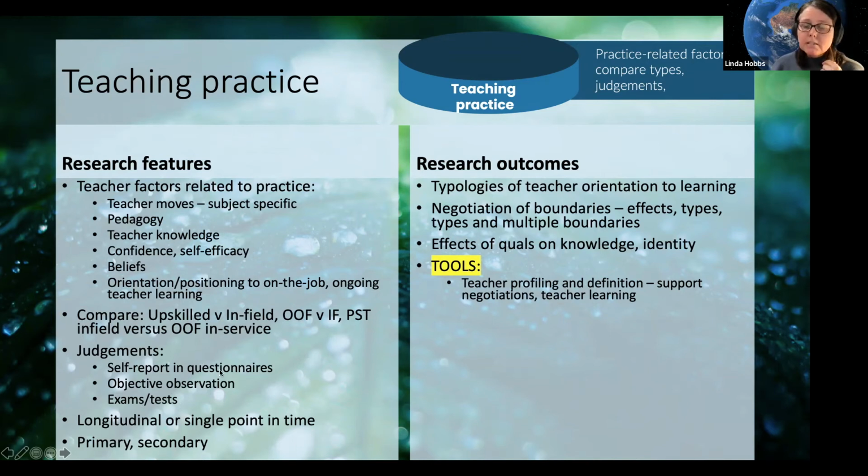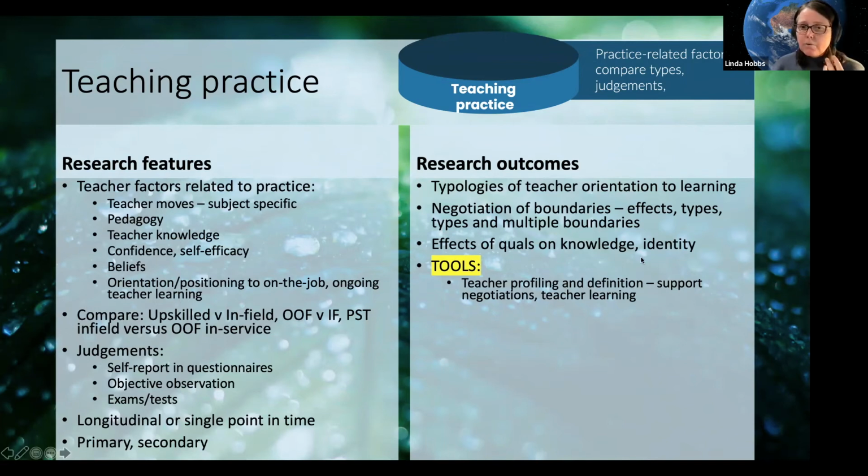So these are different ways that judgments are being made. Longitudinal to single point in time data collection. Good to have that variety, and also the different contexts of primary and secondary. Different research outcomes, typologies are a big one. What it means to negotiate the boundaries within that teaching space.